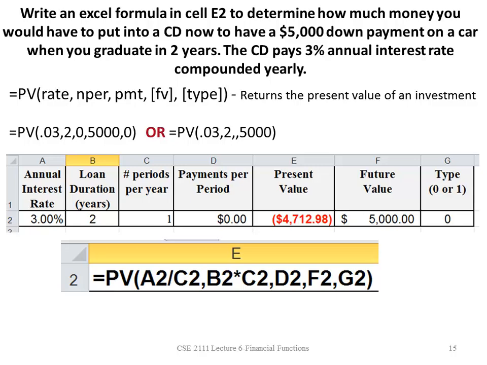The payment, we're not putting anything else into that CD, so it's 0. $5,000 is the future value, is what we want to obtain at the end, and then the type is 0. Notice I have the other example with the placeholders and the zeros gone. And at the bottom, I have plugged in the values. And now you notice in cell E2 that I have to have $4,712.98 invested in order to get $5,000 in 2 years.